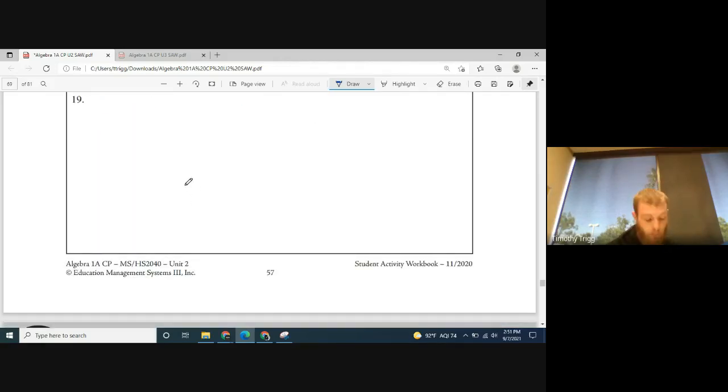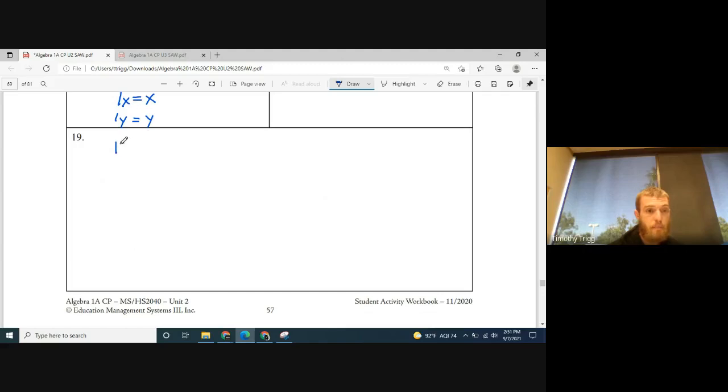Number 19. Here we have 10 m to the sixth n to the third over 5 m squared n to the seventh. Okay. So again, the 10 over 5, we can make that 2 over 1. Or in other words, just 2 on top.